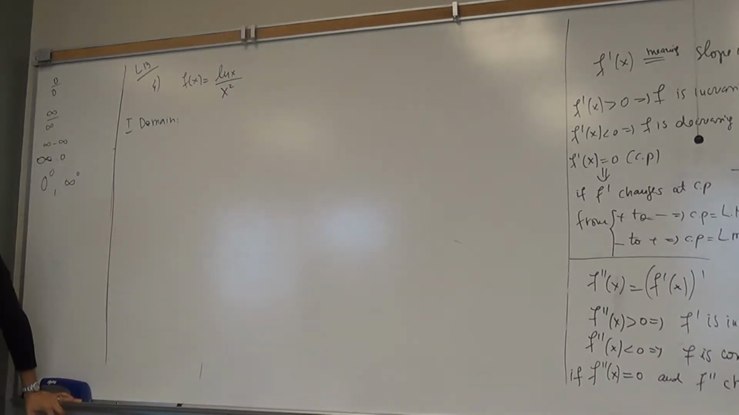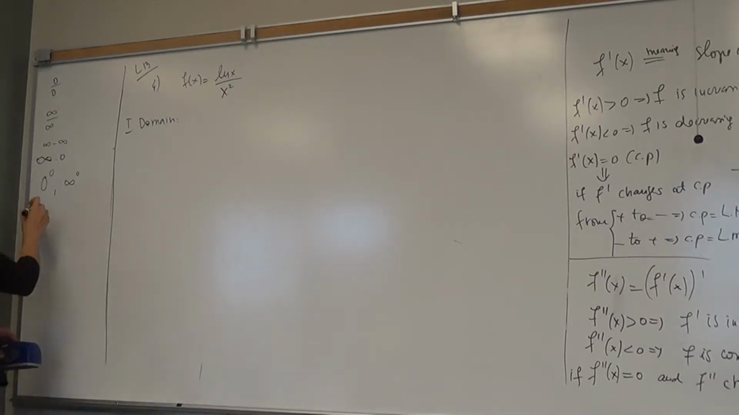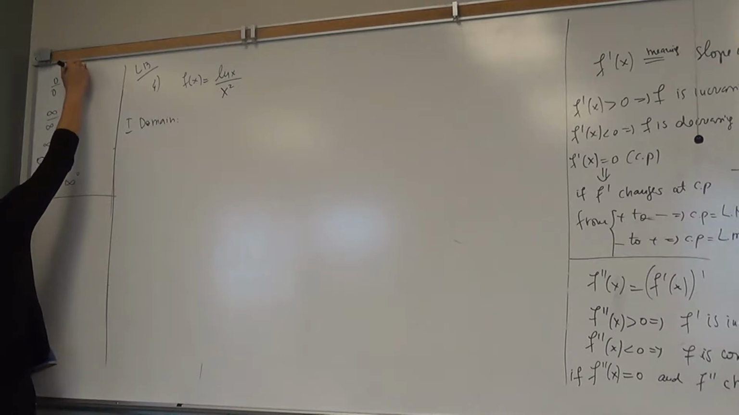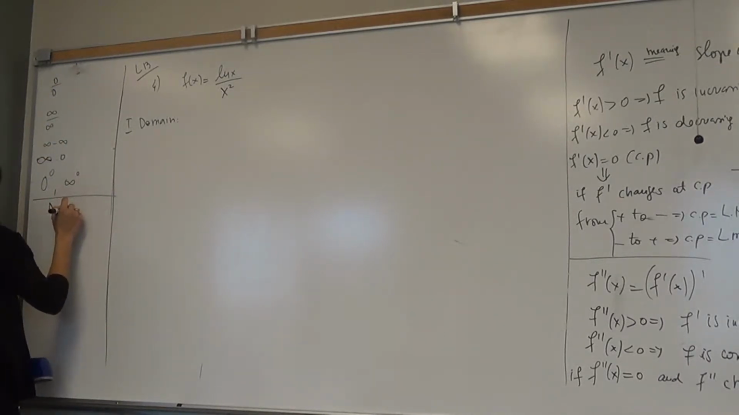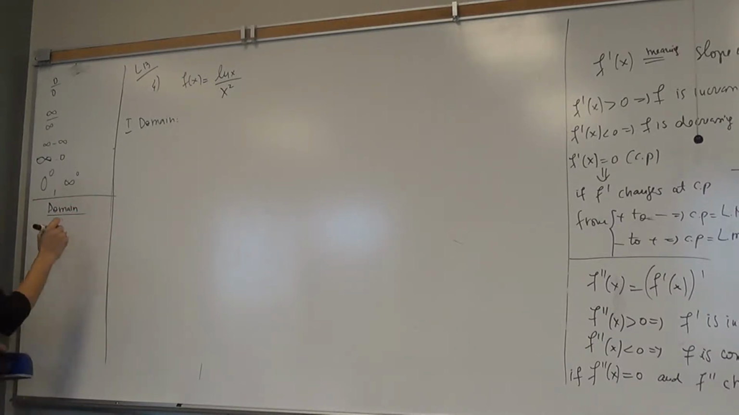Domain usually is the entire real axis except 3 exceptions. Which ones are those? What are the exceptions in the domain? When do you need to be careful? When the denominator equals 0. Yeah, so when you have a fraction, you can't have denominator 0.